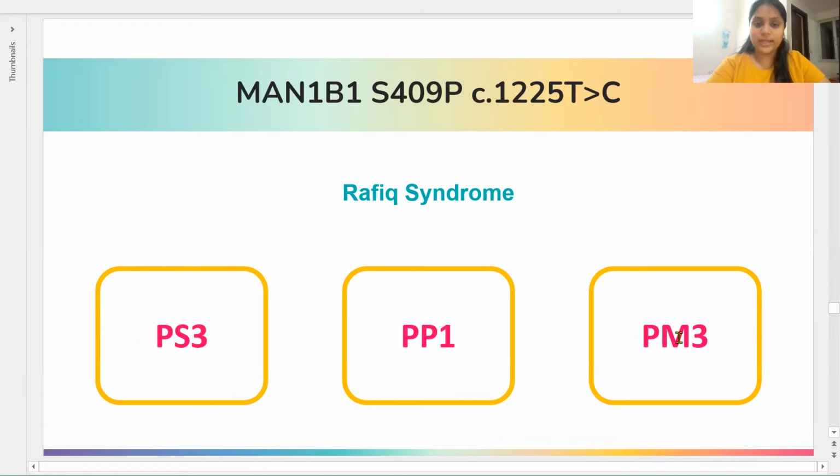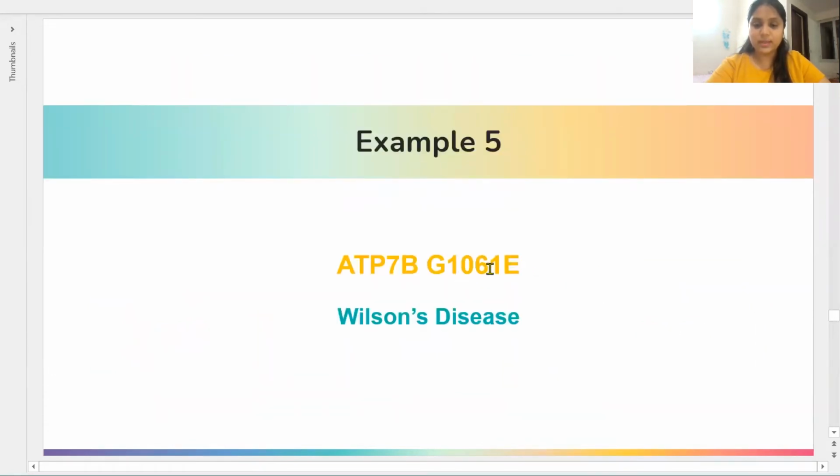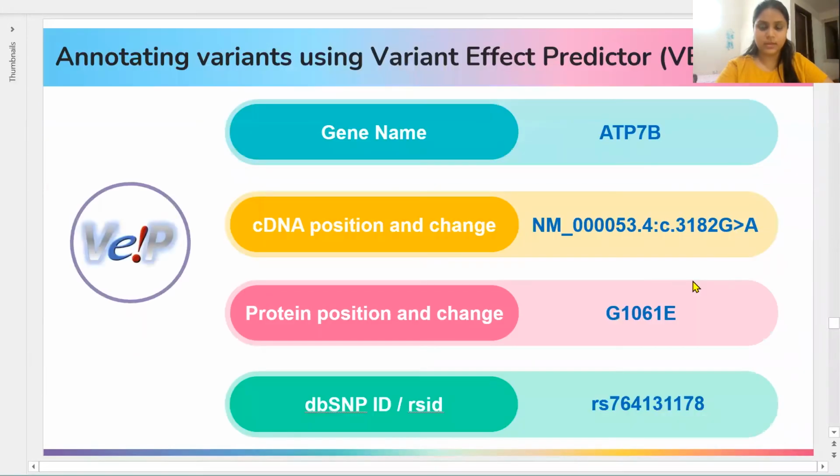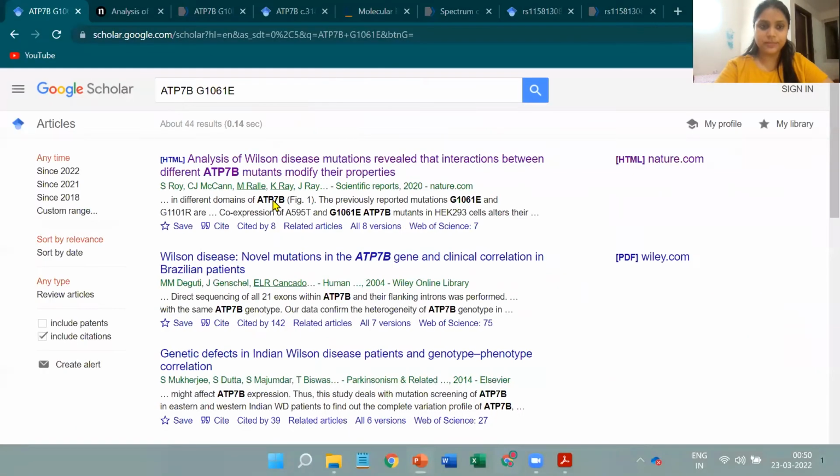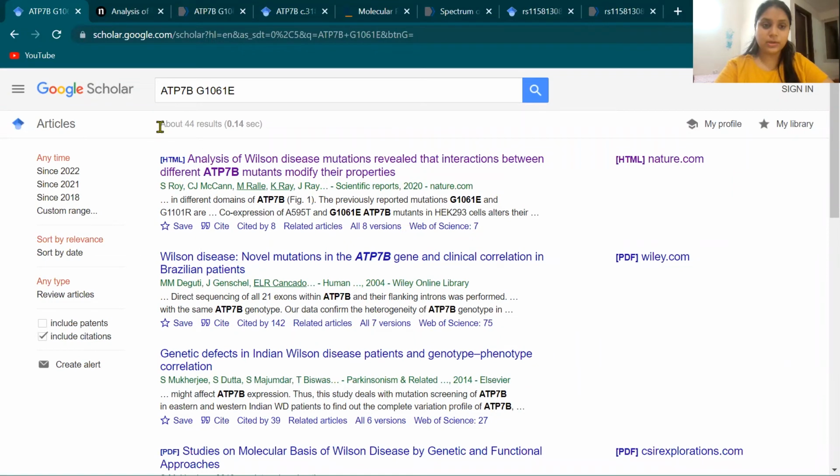So now let's move on to the next variant, which is G1061E from the ATP7B gene, which causes Wilson's disease. Again, we have annotated this variant using VEP, and we will put in the protein change now on Google Scholar. After putting in the protein change, we got around 44 results, which means that this variant is very well studied in literature and has a lot of papers.